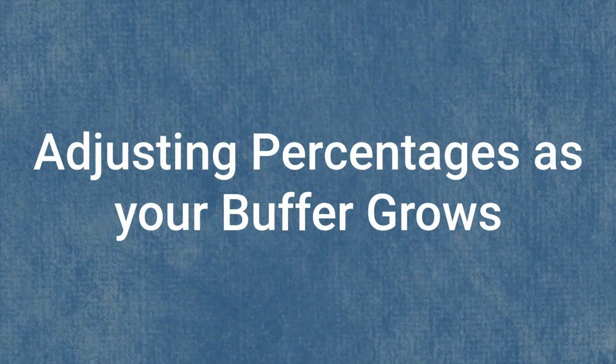Adjusting percentages as your buffer grows. When you're just starting out with the smoothing account system, you might need to keep a higher percentage of every paycheck for immediate expenses. That's fine. You're building the system gradually. But as your smoothing account grows, you can afford to put a higher percentage of your big paychecks into savings. Here's how this might evolve.